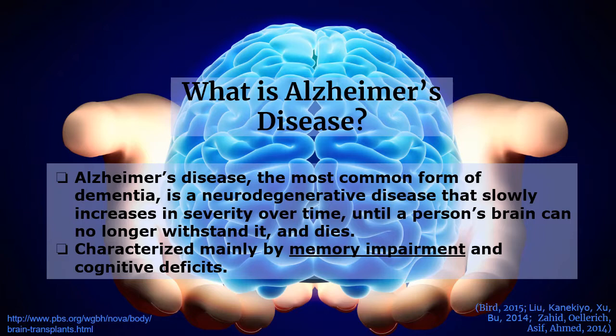What is Alzheimer's disease? Alzheimer's disease is the most common form of dementia and is a neurodegenerative disease that slowly increases in severity over time until a person's brain can no longer withstand it and it dies. It was first described in 1907 by Alois Alzheimer and is characterized mainly by memory impairment and cognitive deficits. Baird in 2015 states that most clinical cases of Alzheimer's disease last 8 to 10 years. However, the duration of the disease may be as short as 1 year or as long as 25 years.